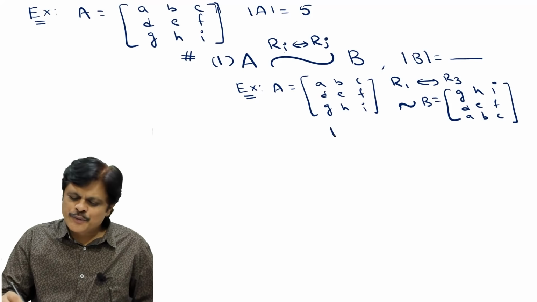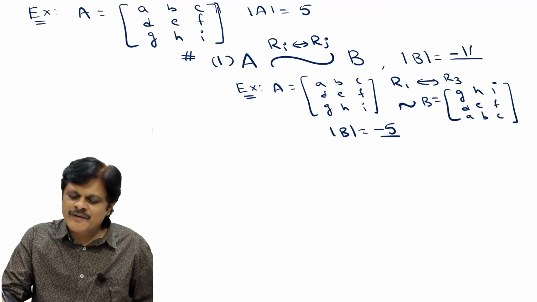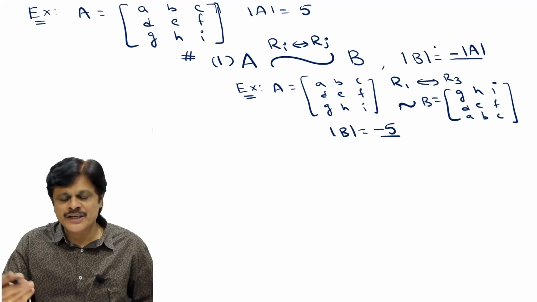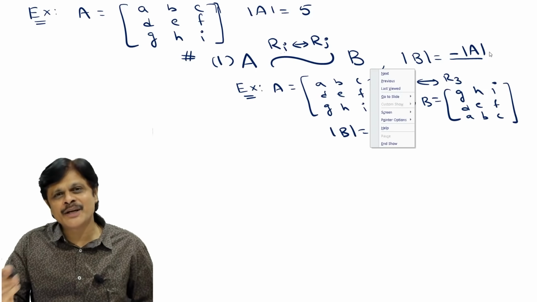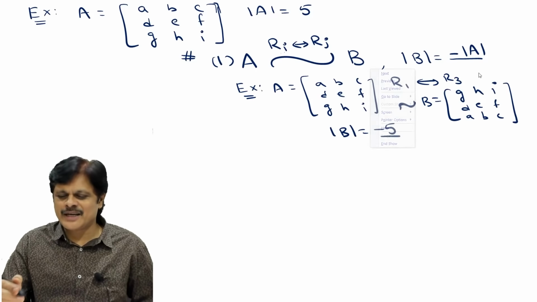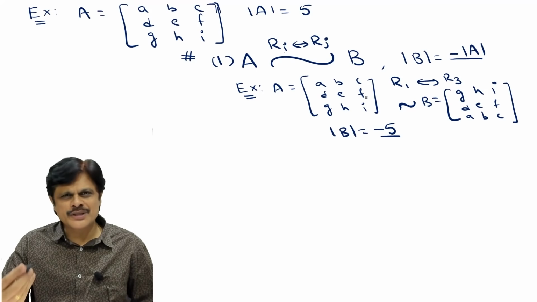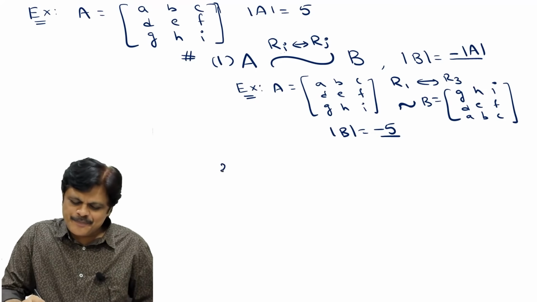And for the new matrix, the determinant would be -5, minus the determinant of A. So whenever you interchange two rows, the determinant of the new matrix obtained is minus the determinant of the original matrix. Remember that. Instead of this A, B, C, D, E, F, G, H, I, you can put some numbers and verify this property. I leave it as an exercise for you, but remember the property.